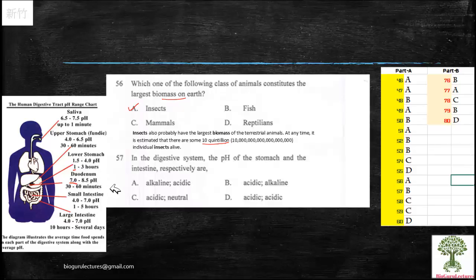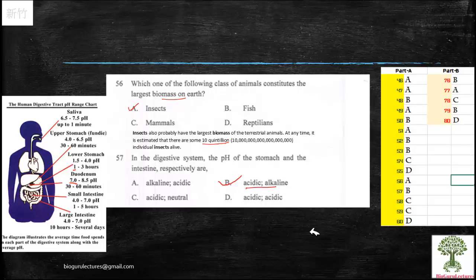Hence the answer, oops, I'm sorry, it's acidic to alkaline. I forgot the range parts: 7 to 8.5, it could be even alkaline as well. Hence the 57th one answer is acidic and alkaline.